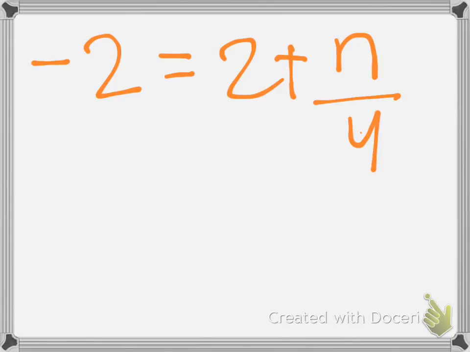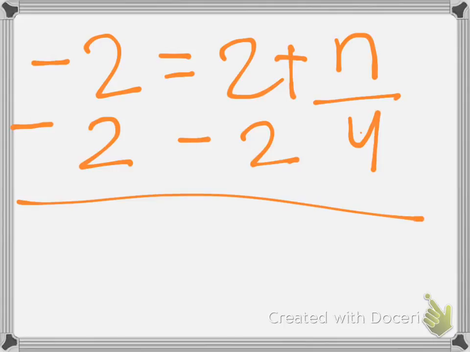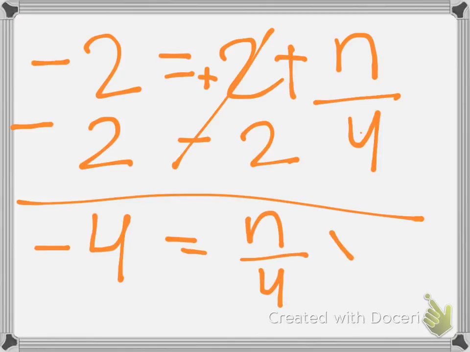So, like before, minus 2 on both sides. Since this is plus, there's a plus here. So now 2 and minus 2 cancel out, and then we're left with minus 2 plus minus 2, which is minus 4. That equals n over 4. And then we have to do times 4 on both sides.